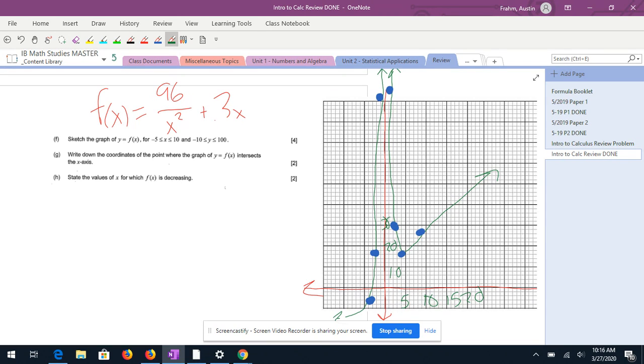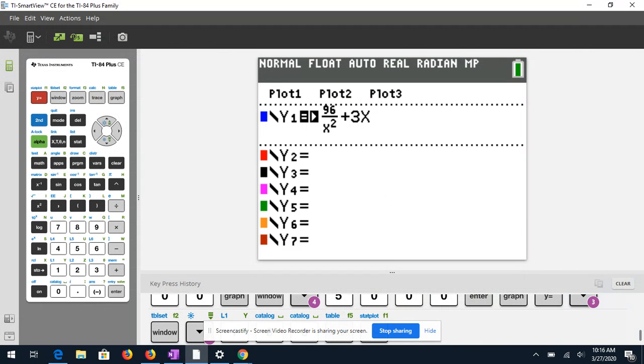Now, for part G, they say to write down the coordinates of the point where the graph of y equals f of x intersects the x-axis. Okay, so we're looking for an x-intercept, which in my sketch is right around here, highlighted in yellow. Okay, but we can do this on our calculators. Again, I typed in the function into y equals 96 over x squared plus 3x.